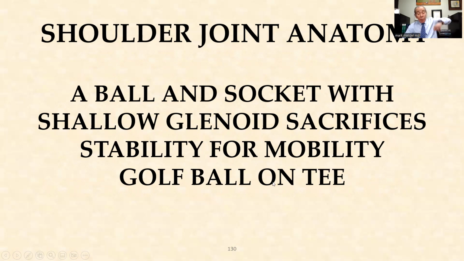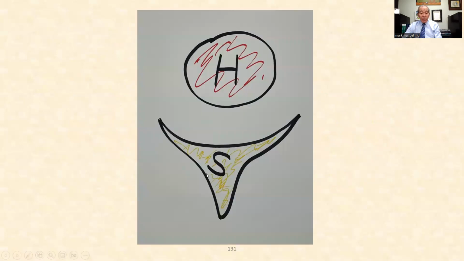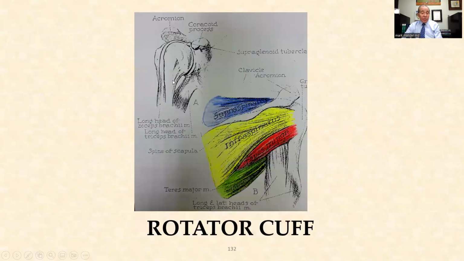Which is why we can move our arm in every direction. So we're looking like the head of the humerus is basically a golf ball sitting on a tee. So here's the glenoid fossa, the scapula. Or you can see here, here's the head of the humerus. Here are the four muscles.